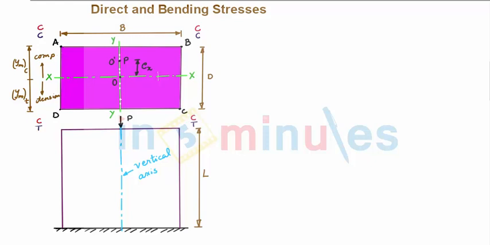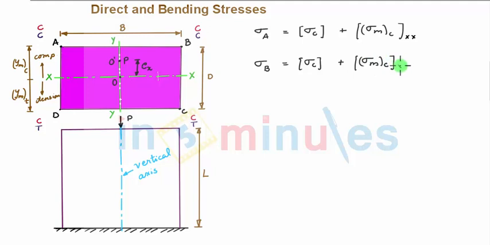So if we consider total stress at point A, we will have compressive stress, which is positive, plus bending stress, which is sigma max of compression, and this is also positive, due to bending about XX axis. Similarly, the stress at point B will be the same: compressive stress sigma C plus sigma max of compression about XX axis.